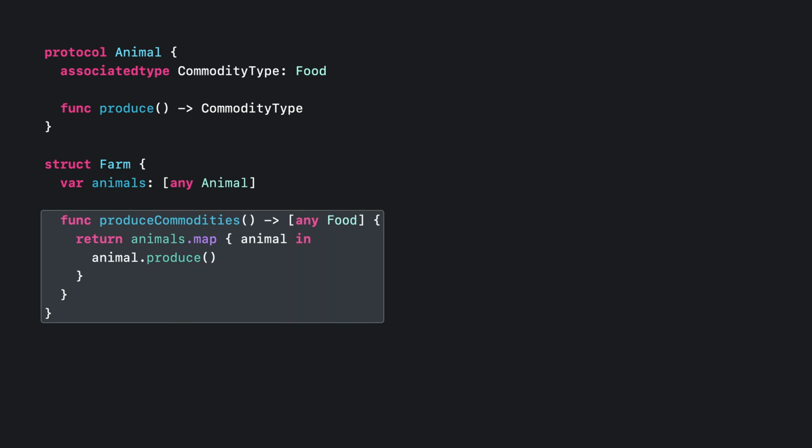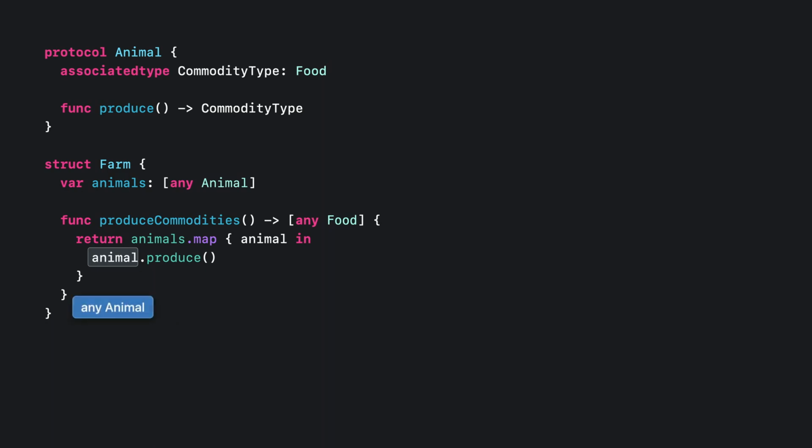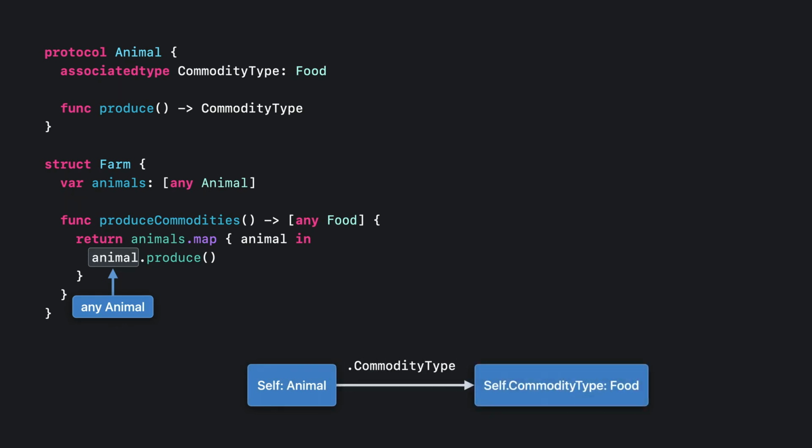The method looks simple, but we know that type erasure will eliminate static type relationships to the underlying type of animal, so it's worth digging deeper to understand why this code type checks. The animal parameter in the map closure has the type any animal. The return type of produce is an associated type. When you call a method returning an associated type on an existential type, the compiler will use type erasure to determine the result type of the call.